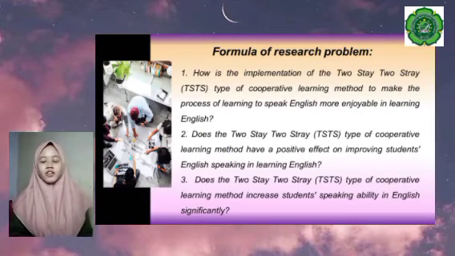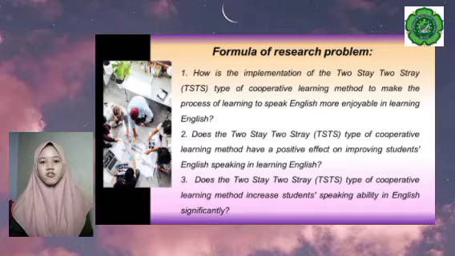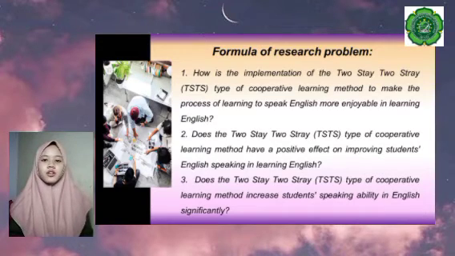The next is formulation of research problem. The first, how is the implementation of Two-Stay Two-Stray to make the process of learning to speak English more enjoyable? The second is, does the Two-Stay Two-Stray type of cooperative learning method have a positive effect on improving student English speaking in learning English? And the last is, does the Two-Stay Two-Stray type of cooperative learning increase student speaking ability in English learning significantly?